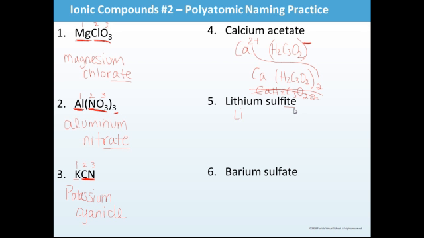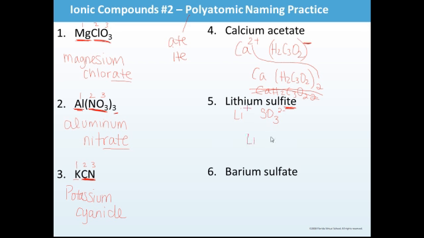ITE and ATE are always polyatomic ions. So if you see sulfite, you know it is a polyatomic ion that includes sulfur, but it has an ITE ending. So all you have to do is look up on the list of polyatomic ions and you'll see that it's SO3 with a 2- charge. Lithium is a main group element. It has a +1 charge.